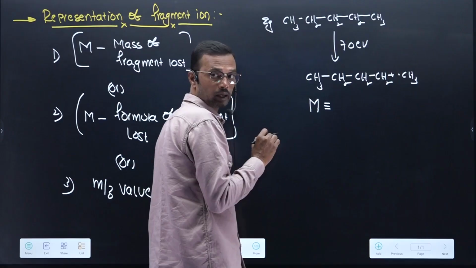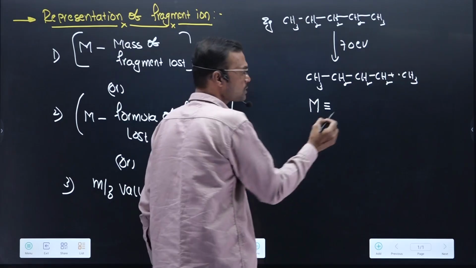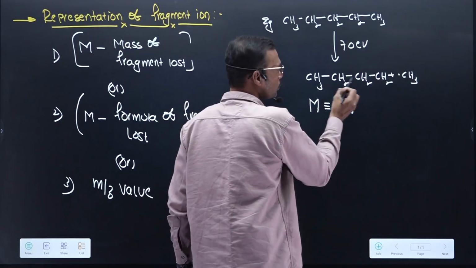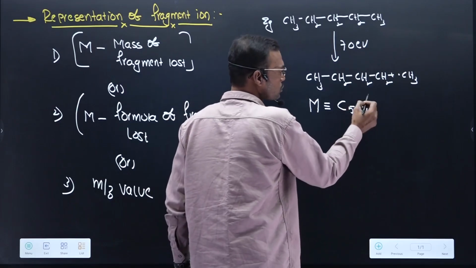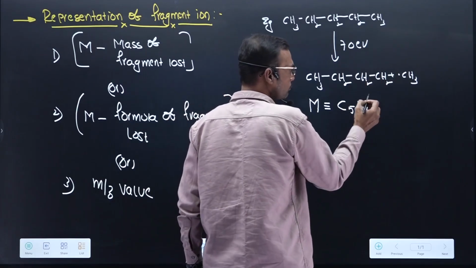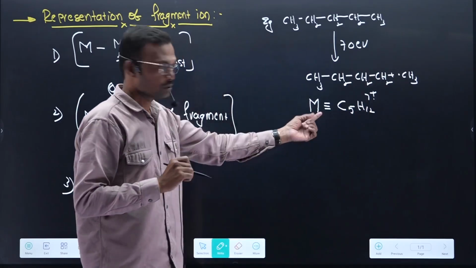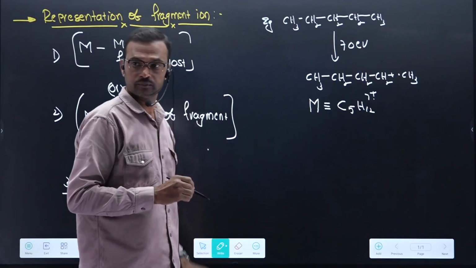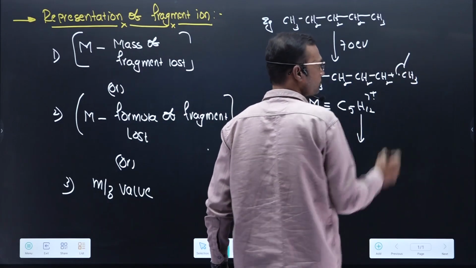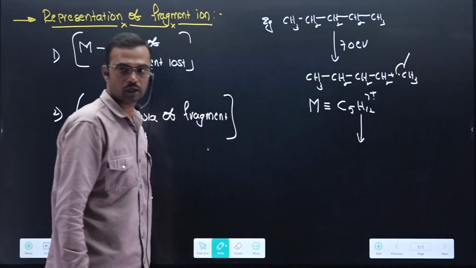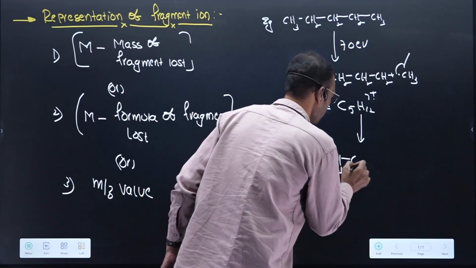What is the formula of the molecular ion right now? Molecular formula. How many carbons are there? C5, 1, 2, 3, 4, 5. How many hydrogens? 12, or not? C5H12 radical cation. So this M indicates this one. Clear? So in this one I am removing one fragment here. What is this, homolysis or heterolysis? Homolysis.